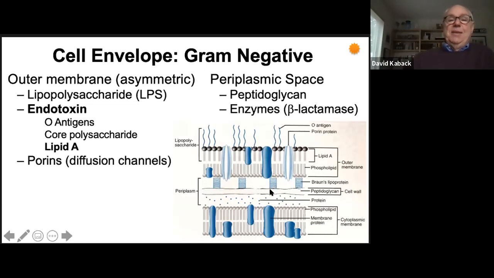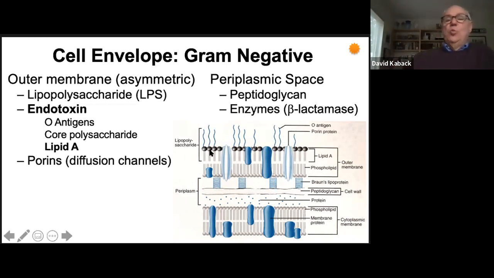So we have this thin peptidoglycan layer, but on the outside of that layer is a second membrane called the LPS, or lipopolysaccharide, and it's made out of a lipid bilayer shown here, as well as polysaccharide shown here. Now, it turns out that this LPS is also known as endotoxin because it is part of the bacteria.